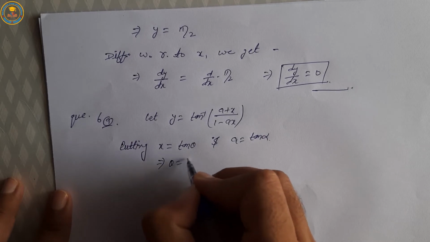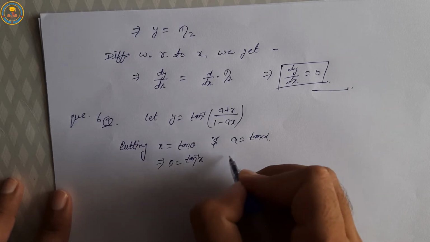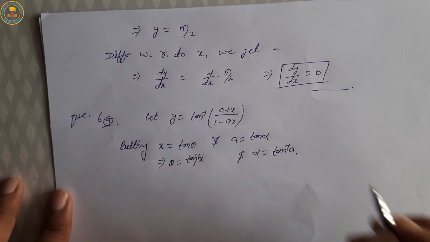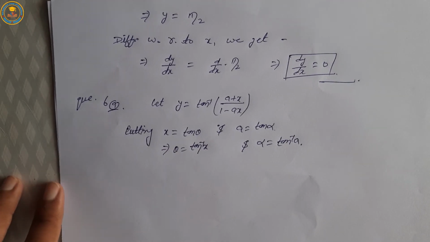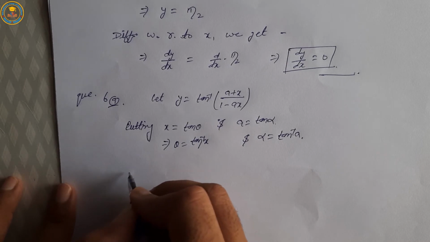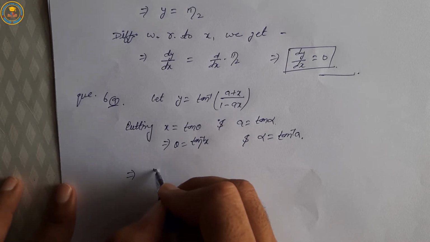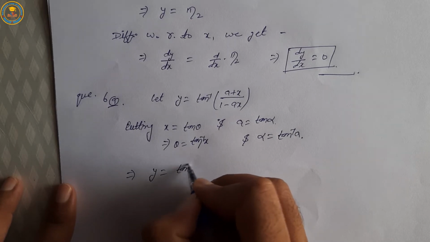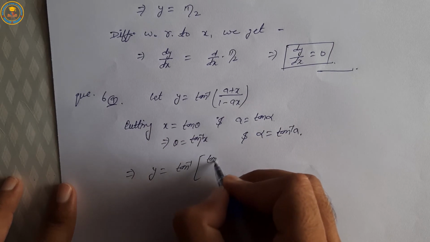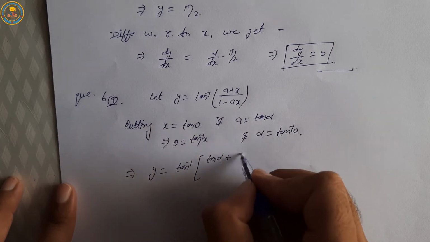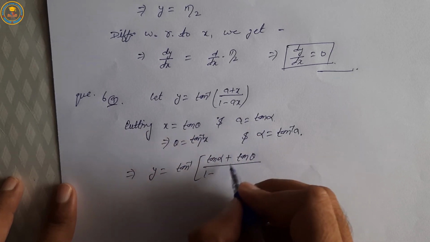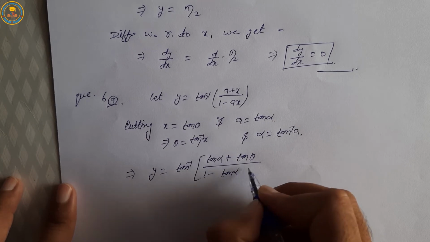This implies theta is equal to tan inverse x and alpha is equal to tan inverse a. This implies y is equal to tan inverse of (tan alpha plus tan theta) upon (1 minus tan alpha times tan theta).